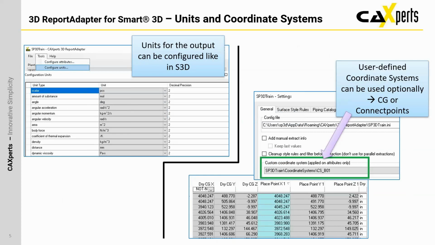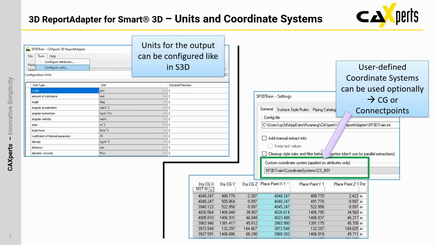Another very important topic are units and coordinate systems. Here on the left side, I think this is quite easy to understand. This is more or less the same as in S3D. You have a unit type like distance, and you define what is the unit to be used: millimeters, inch, meters, and so on. You also define a decimal precision, and that's it.